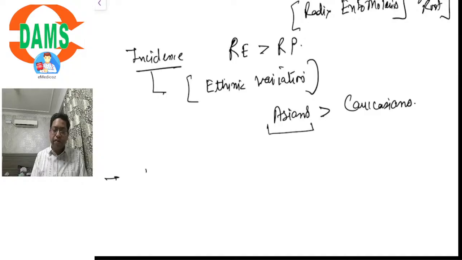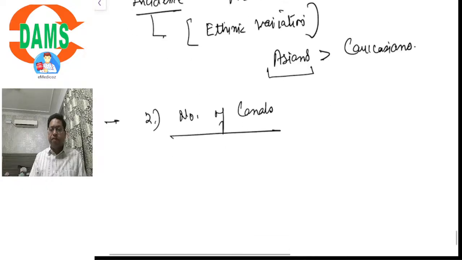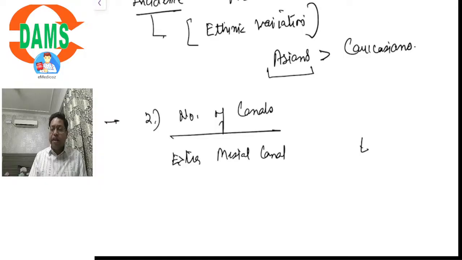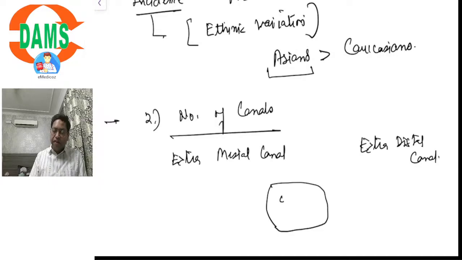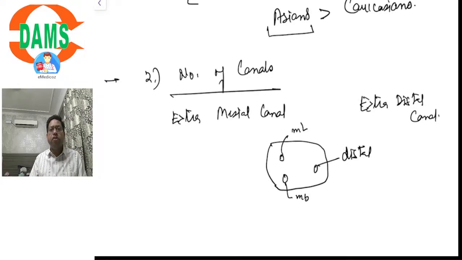The second variation can be in the number of canals. There can be an extra mesial canal and an extra distal canal. Normally we look at the tooth from above. The tooth has canals like this: the mesiobuccal, mesiolingual canal, and the distal canal. Three canals of a mandibular molar.